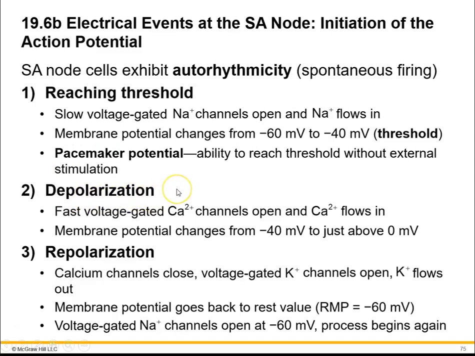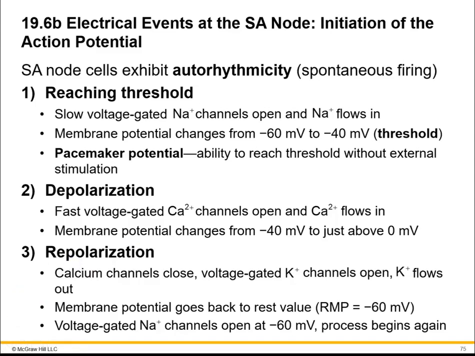What happens is at negative 40 millivolts, those fast voltage-gated calcium channels open, and this allows calcium to flow in. So now we've got more positive ions flowing in. And you'll notice calcium has a positive 2 charge. So the membrane potential is going to change rapidly from negative 40 millivolts to just above 0 millivolts.